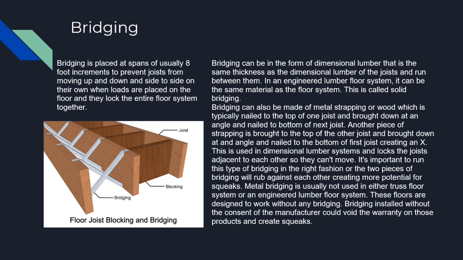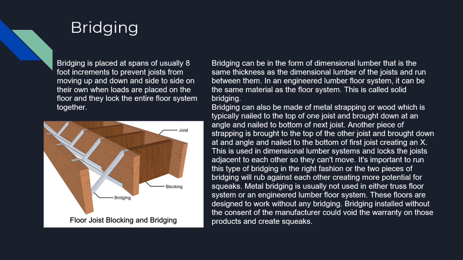Bridging is another component of a floor system. Bridging is placed at spans of usually 8-foot increments to prevent joists from moving up and down and side to side on their own when loads are placed on the floor, and they lock the entire floor system together. Bridging can be in the form of dimensional lumber that is the same thickness as the dimensional lumber of the joists and runs between them. In an engineered lumber floor system, it can be the same material as the floor system. This is called solid bridging.